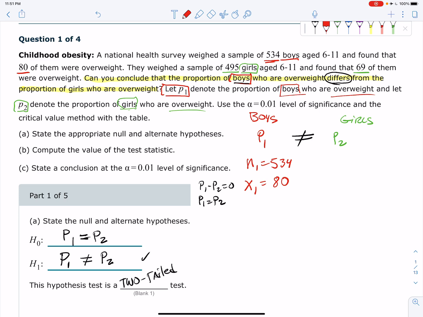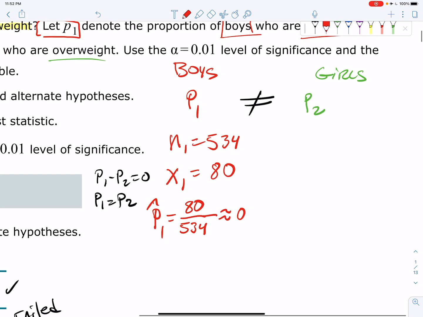And this will allow us to get our sample proportion. Our sample proportion is going to be p hat from the first group, and it's going to be the category we're looking for, overweight boys, so that's 80, divided by the total people sampled, 534. And of course, if we divide that on a calculator, we get approximately 0.1498.